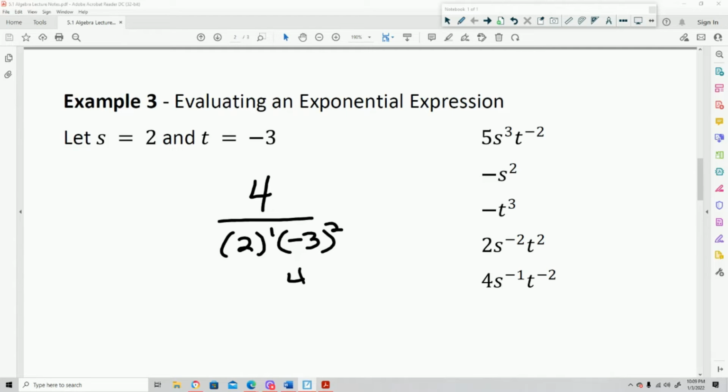Okay, let's go ahead and do the work. On the top, we get 4. On the bottom, I get a 2 here. 2 to the 1st power is 2. I get 9. I get 18. 4 over 18, which, if you reduce that, you get 2 over 9. And there you have it, evaluating exponential expressions.